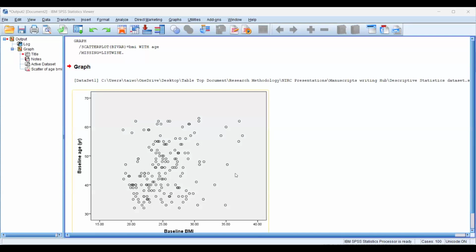I don't know if you can see that. Can we see the scatter plot, please? Yes, sir. Beautiful.